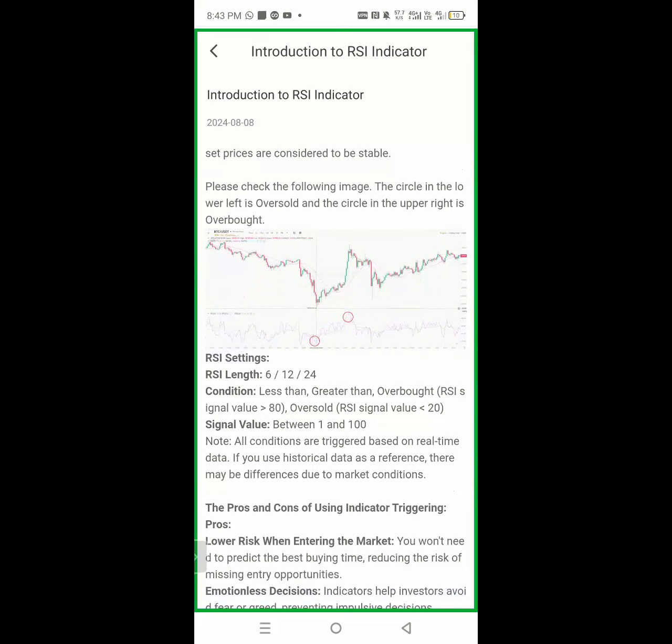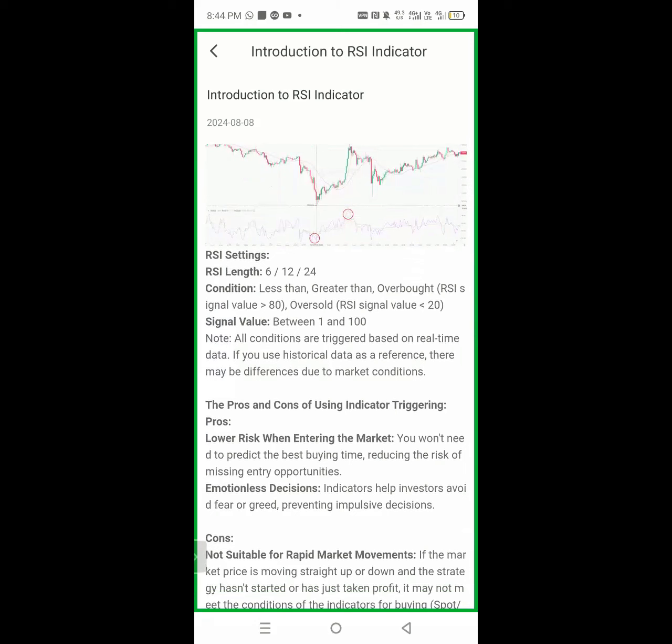Note, all conditions are triggered based on real-time data. So as the real-time price is moving, the RSI is also moving. Okay, if you use historical data, there may be a difference due to market conditions. So it works with market movements. So, you understand? The pros and cons of using indicator triggering are just the same as when we treated MACD.